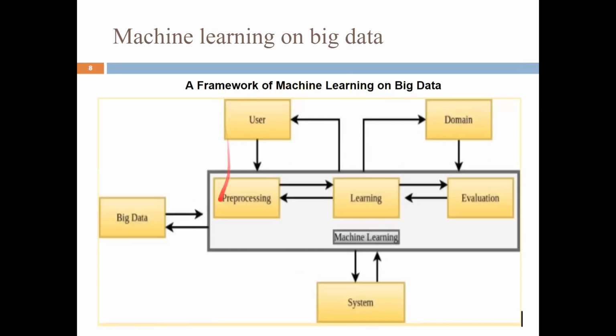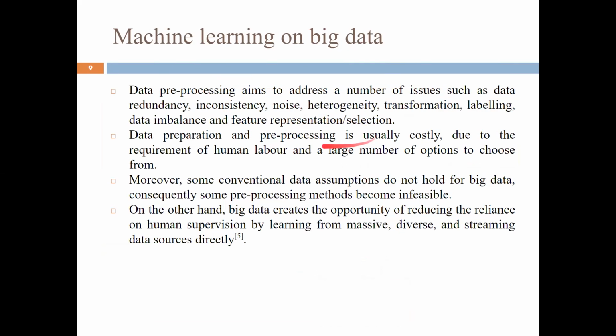In this part, pre-processing has a number of issues: redundancy, inconsistency, noise, heterogeneity, transformation, labeling. Many problems arise whenever there is pre-processing. After that, data preparation is also a costly requirement. So big data has a number of characteristics, and if we integrate them with machine learning, it can solve a number of problems of the streaming data sources directly. That is why I integrate machine learning with big data.